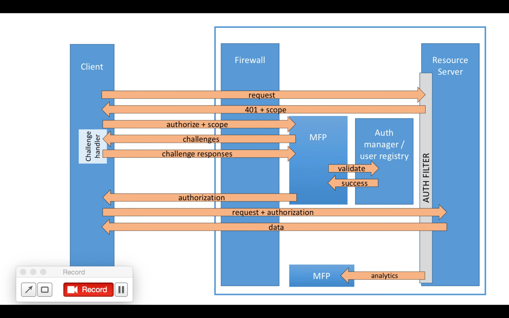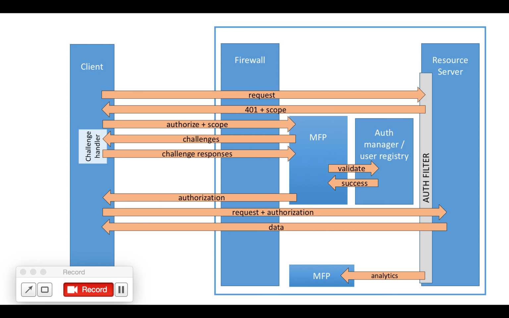So the client will make the original request again, this time with the authorization header. The request will go through the authorization filter since it has a valid authorization header. The header will be validated, right? And the data will be returned. Eventually, the data will be returned to the client.